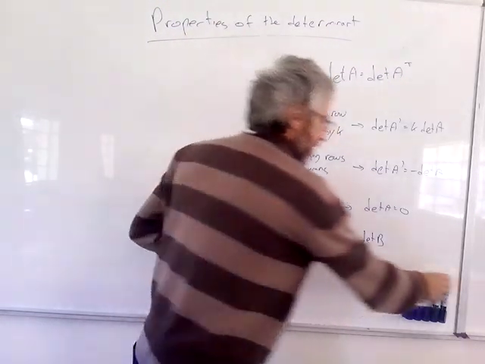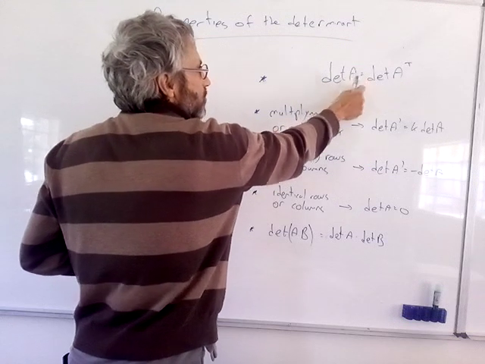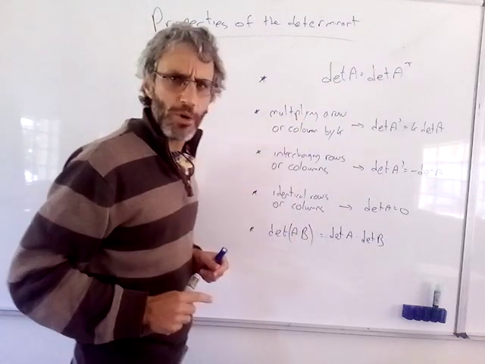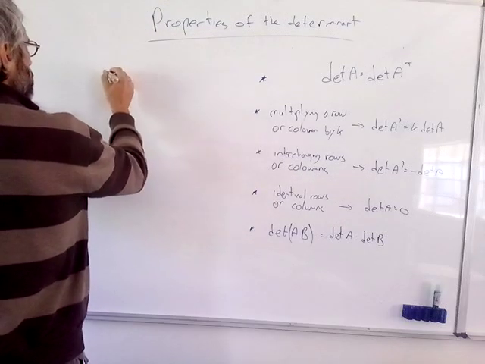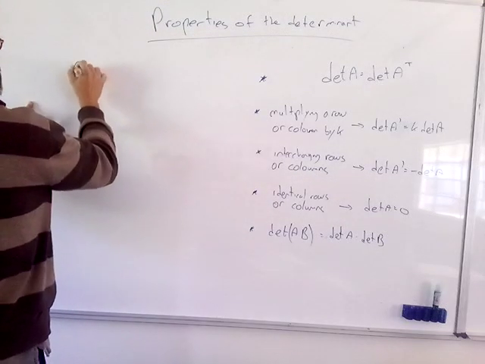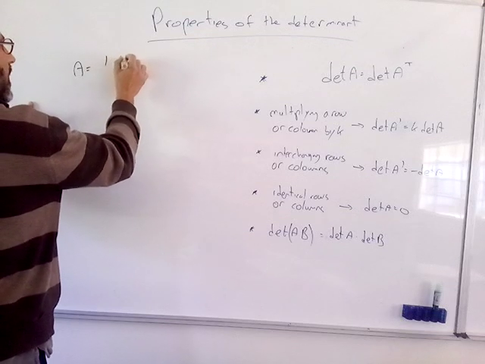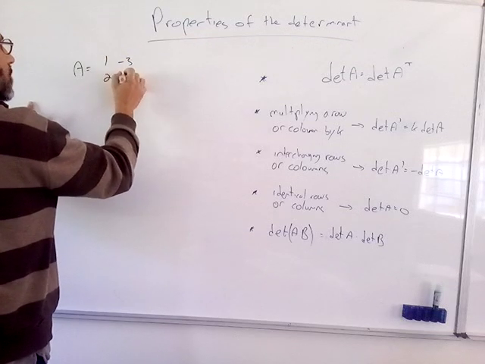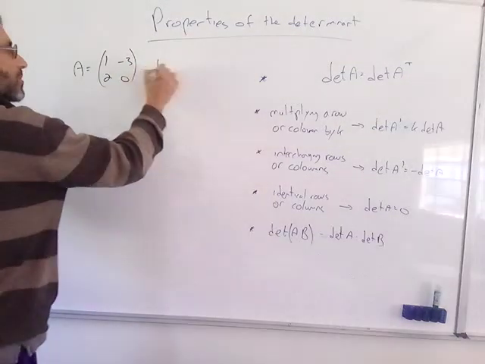Okay, so let's start with the first one. Determinant of A is equal to determinant of A^T. What is that A^T? I will explain. So let's start with a certain matrix. Let's say 1, -3, 2, and 0. And let's find out the determinant of A.